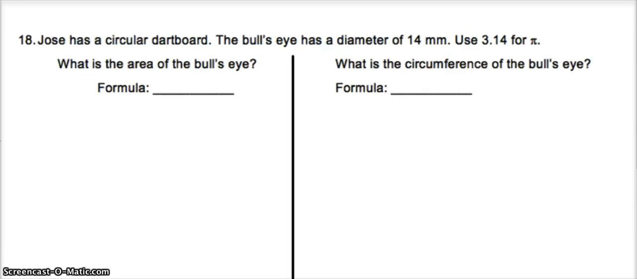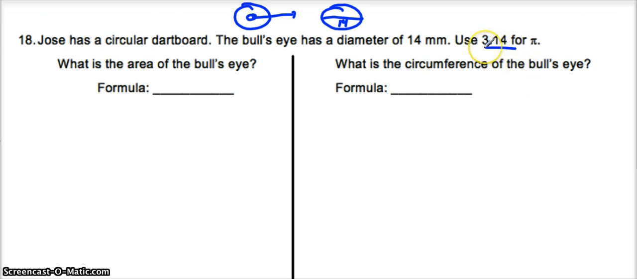Now we want to use this information in order to find the area and circumference of different circles. So it says, Jose has a circular dartboard. I like to draw pictures. The bullseye, right here in the center, just the bullseye, has a diameter of 14 millimeters. I need a scale drawing here. I want to make that bigger. That's the bullseye. And the diameter from edge to edge through the center is 14.